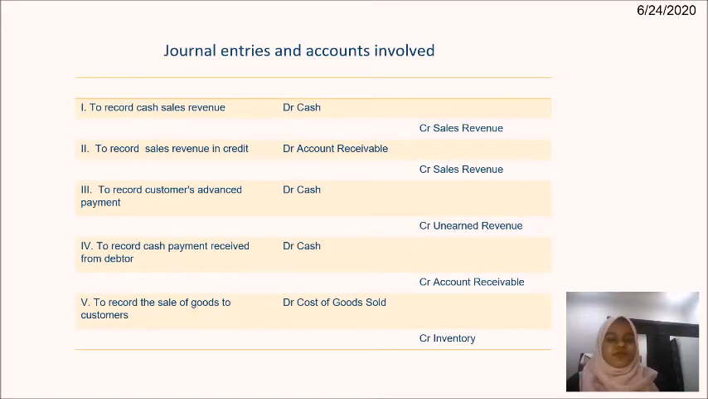And if we have to record our customer advance payment, we will debit our cash account and we will credit our unearned revenue account. Next, if we have to record cash payment received from debtor, we will debit our cash account and we will credit our account receivable account. And lastly, if we have to record the sale of goods to customer, we will debit our cost of goods sold account and we will credit our inventory account.